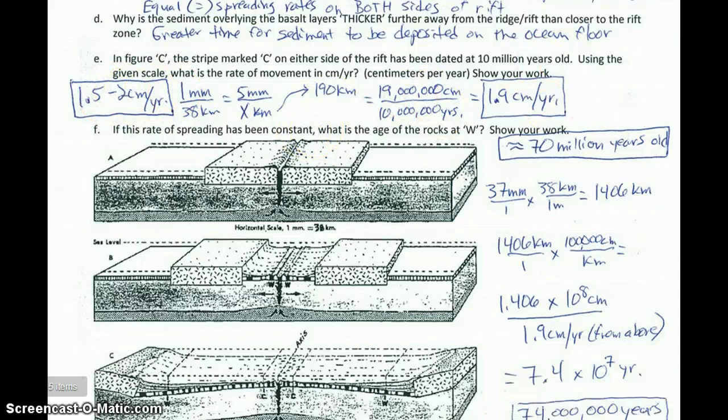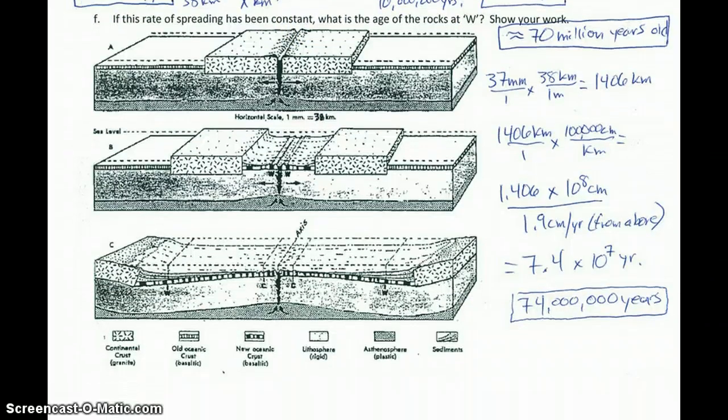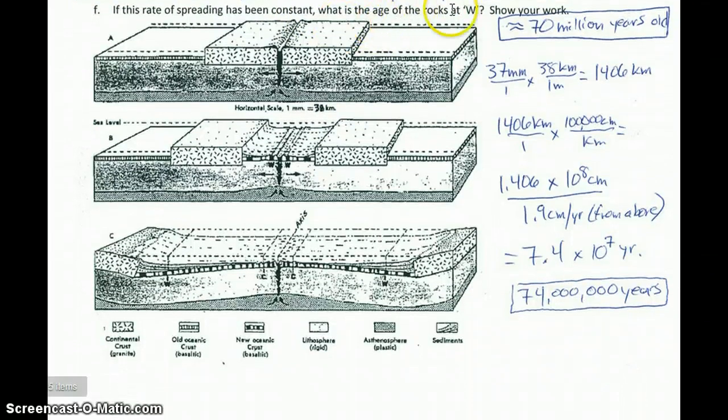So let's move on to question F. If this rate of spreading has been constant, what is the age of the rocks at W? Well, these are about 70 million years old, and here's how I know. If I measure them directly, it's 3.7 centimeters or 37 millimeters over 1 times 38 kilometers per 1 millimeter, tells me it's 1,406 kilometers away.